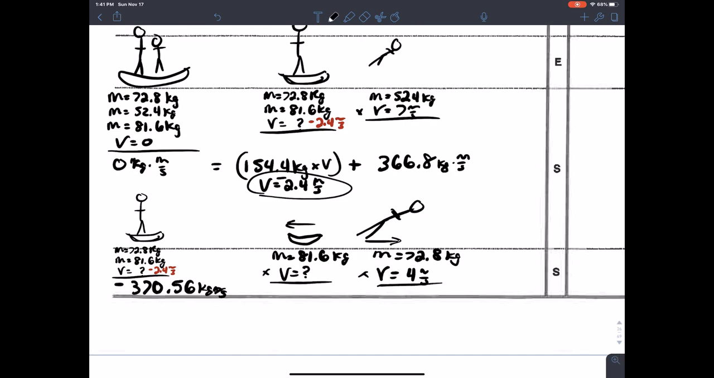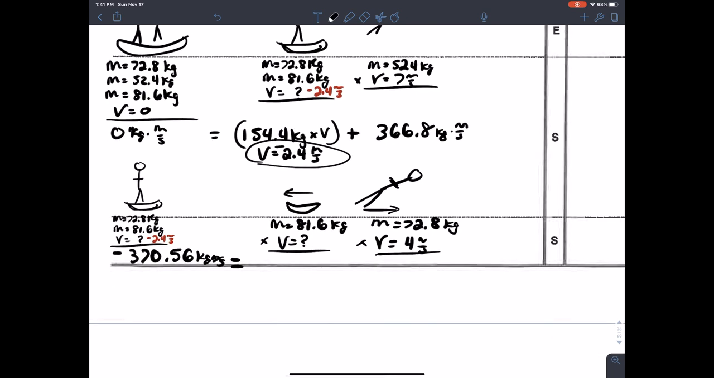All right, so we need to figure out what the momentum after the collision is going to be. So we multiply our individual momenta up. So we have 72.8 times 4, 291.2 kilogram meters per second.